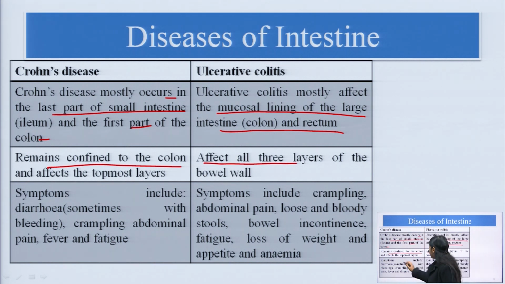Yes, and if we see the symptoms here, in Crohn's disease the diarrhea, bleeding, cramping pain, fever, and fatigue will be there. The symptoms of ulcerative colitis include abdominal pain, loose and bloody stools, incontinence, and loss of appetite. So the location is different and the part affected is different.